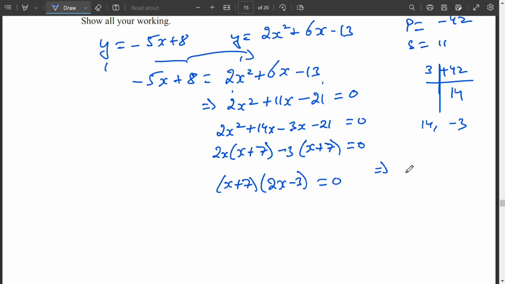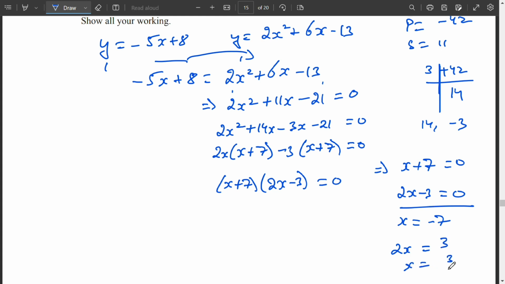So this implies, by the null factor law, either x plus 7 equals 0 or 2x minus 3 equals 0. When x plus 7 equals 0, this implies x equals minus 7. And over here 2x is equal to 3, because this is minus 3, you change the side, this becomes plus 3. x is 3 by 2. So we have two values of x, minus 7 and 3 by 2.